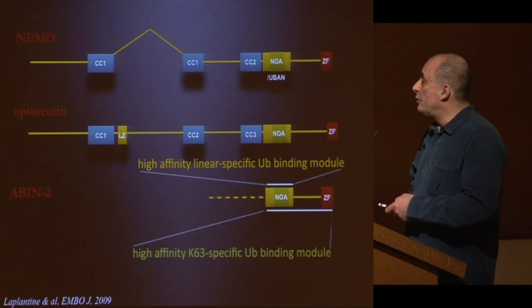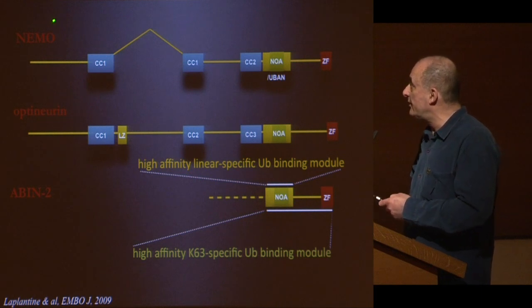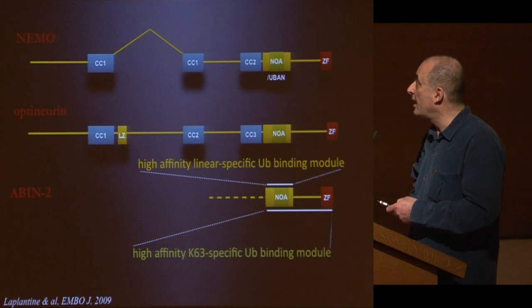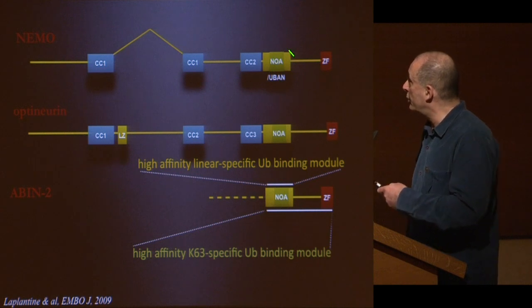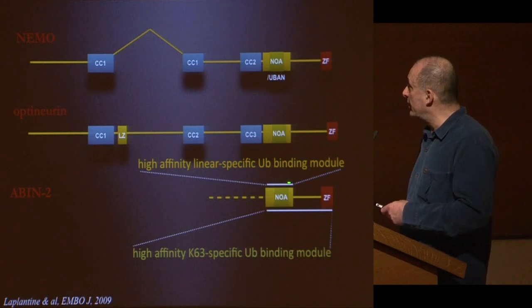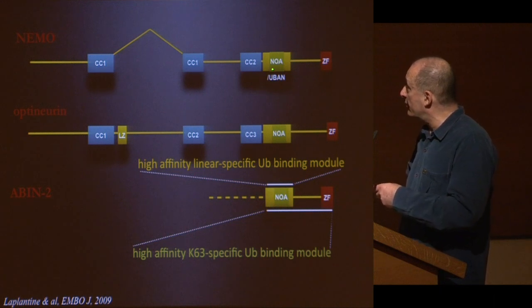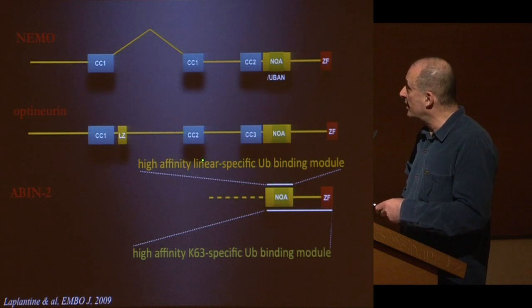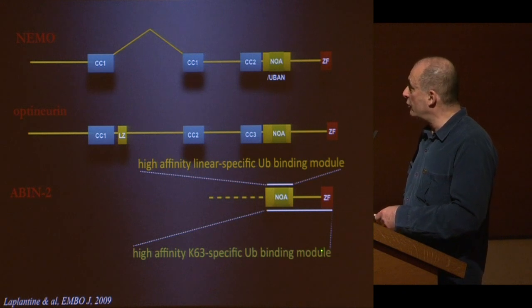So I told you that NEMO was ubiquitinated with either linear or lysine 63 chains, but we also demonstrated that NEMO is able to bind both linear and lysine 63 chains. NEMO is part of a small family of 3 proteins, with optineurin and ABIN2, which contain the same C-terminal ubiquitin binding domain. And while the group of Ivan Dikic demonstrated that that element of the ubiquitin binding domain called NOA, about 30 amino acids, is able to bind with high affinity linear polyubiquitin chains, we demonstrated that the combination of NOA plus the linker plus the C-terminal zinc finger constitutes a high affinity lysine 63 specific ubiquitin binding module.